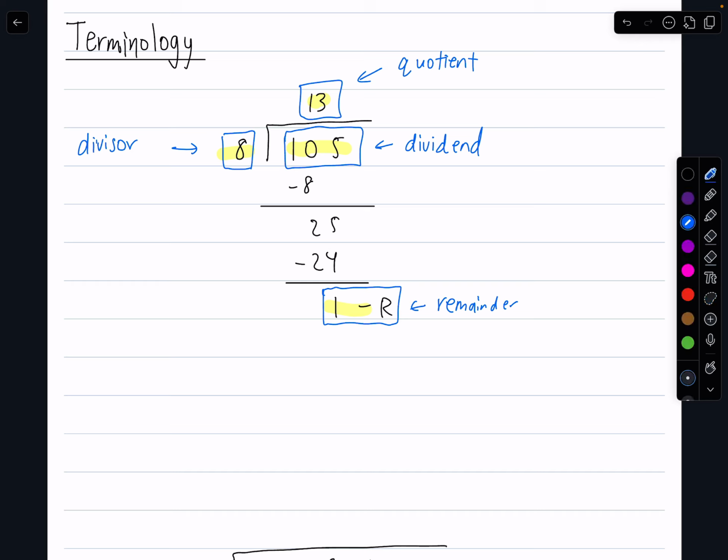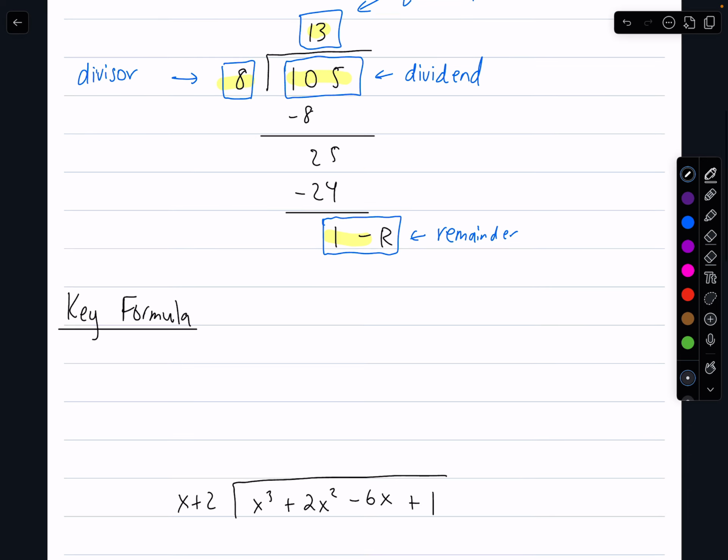You'll know which is which by just looking at the equation. Another key formula that you want to know for this unit is this: the dividend is always going to equal the divisor multiplied by the quotient plus the remainder.